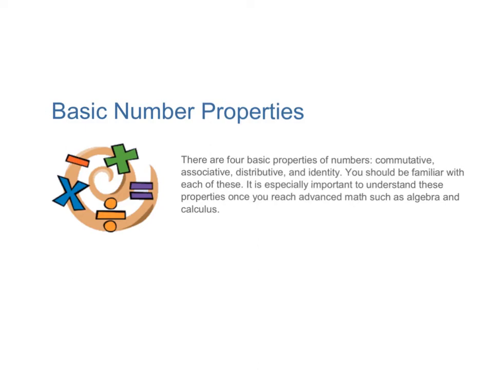In this video, we're going to look at the basic number properties. We'll mention those related to addition, but we'll be focusing specifically on multiplication. There are four basic properties of numbers: the commutative property, the associative property, distributive, and identity. You should be familiar with each of these. It is especially important to understand these properties once you reach advanced math, such as algebra and calculus.